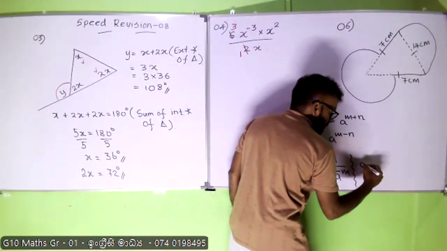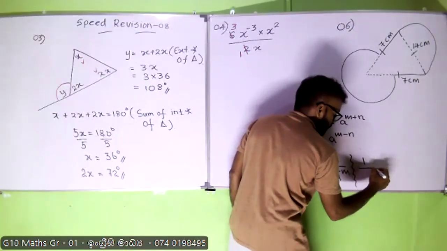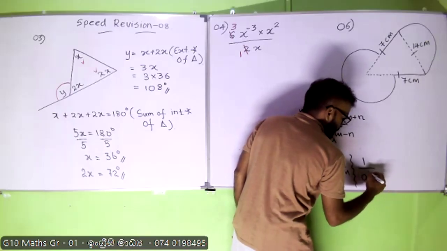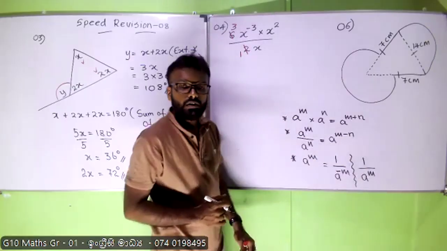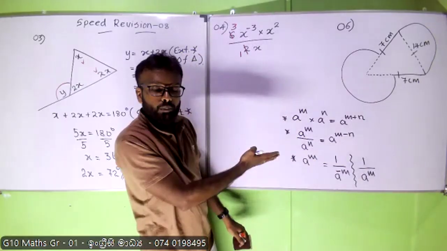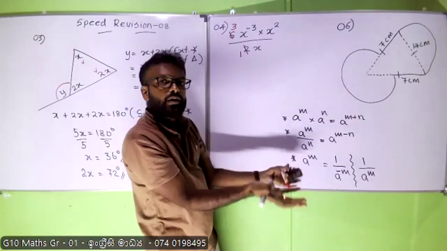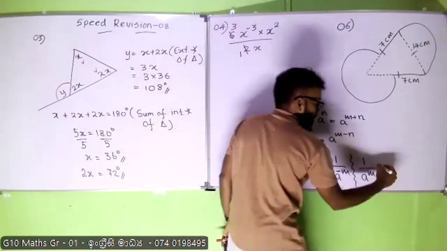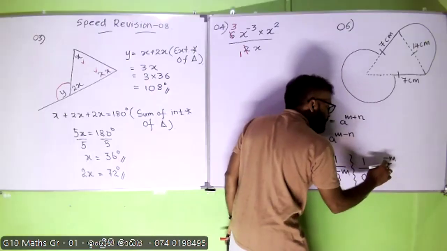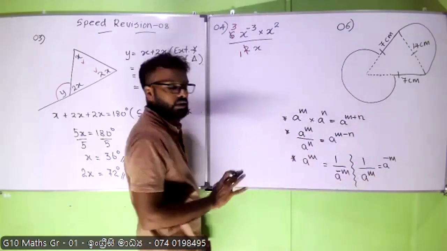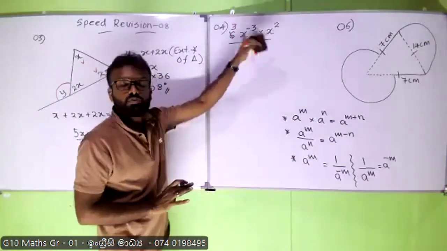Now if you have 1 over a to the power m, that is a positive power already in the denominator. If you want to get the reciprocal, it automatically becomes a to the power minus m. You need to be familiar with these things. These are very important when you are doing these kinds of questions.